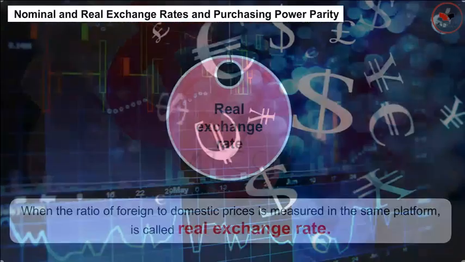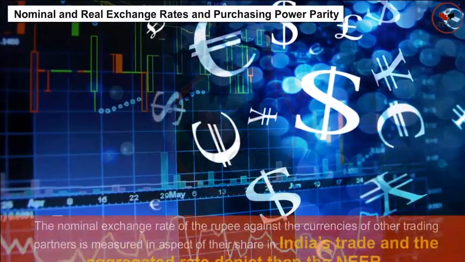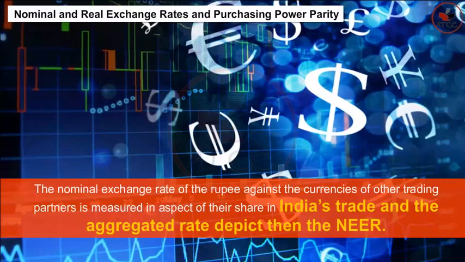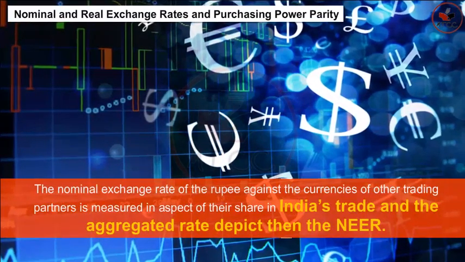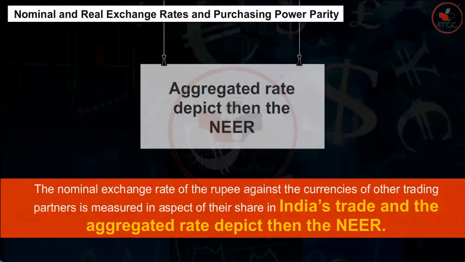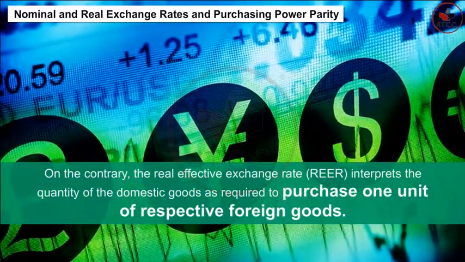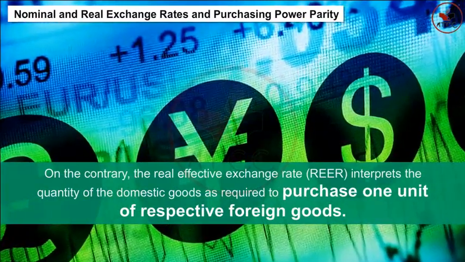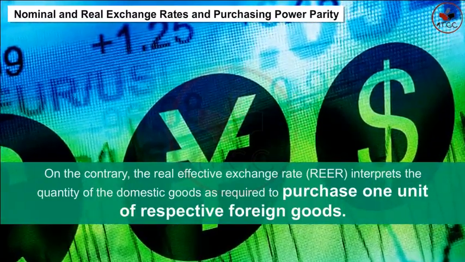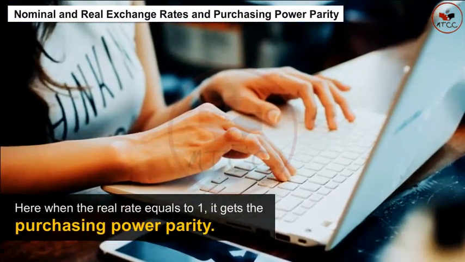real exchange rate. To calculate nominal effective exchange rate, NEER, the nominal exchange rate of the rupee against the currencies of other trading partners is measured in aspect of their share in India's trade and the aggregated rate depict then the NEER. On the contrary, the real effective exchange rate, REER, interprets the quantity of the domestic goods as required to purchase 1 unit of respective foreign goods. Here's when the real rate equals to 1. It gets the purchasing power parity.